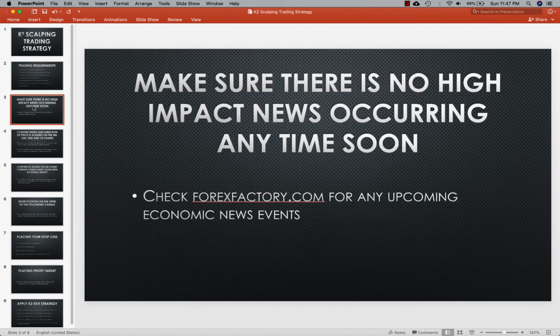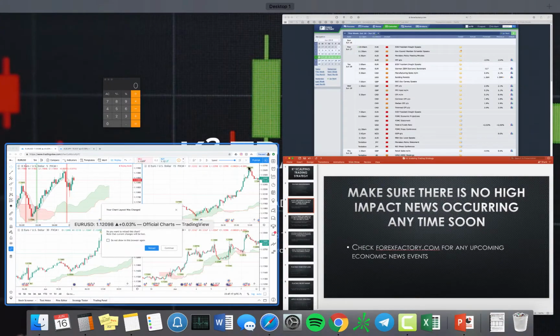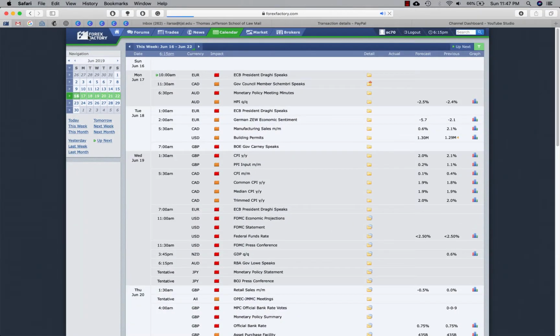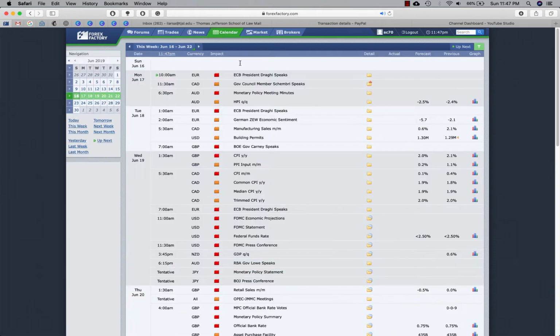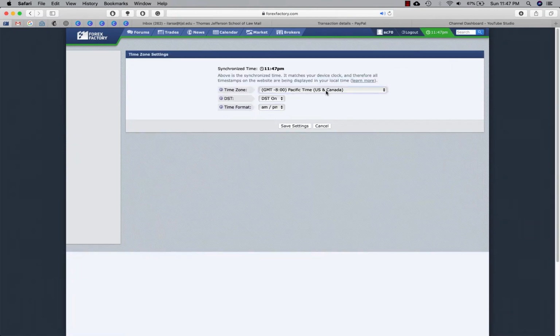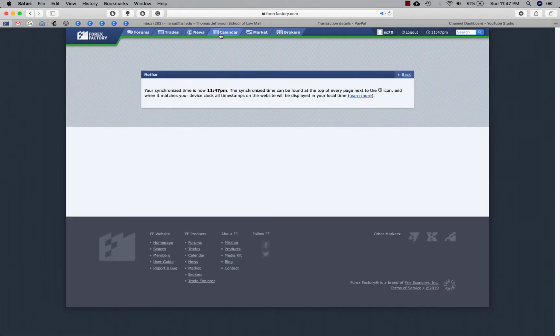Alright, so let's start off with the high impact news. You have to first make sure that there's no high impact news occurring anytime soon, and you can check this on forexfactory.com. So let me pull this up for you. Alright, so this is forexfactory.com here. You'll click on calendar, and then it'll show all of the upcoming economic events here. To change your time zone, you'll click on this time right here, and then you can change it to your time zone, and then hit save settings, and then go to calendar.